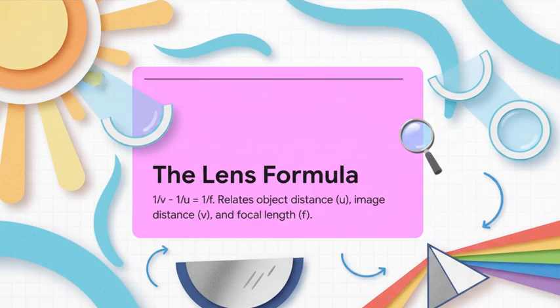Now let's look at the lens formula. It looks almost identical, right? But there is one tiny exam-destroying difference. That sign. For lenses, it's a minus sign. It's 1 over v minus 1 over u. This is the single most common mistake students make. Burn this difference into your brain.